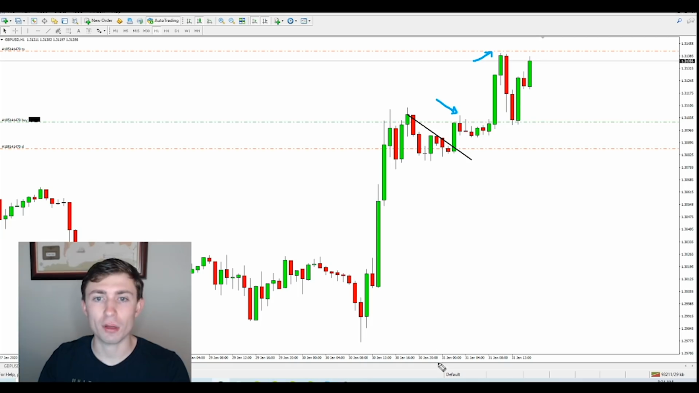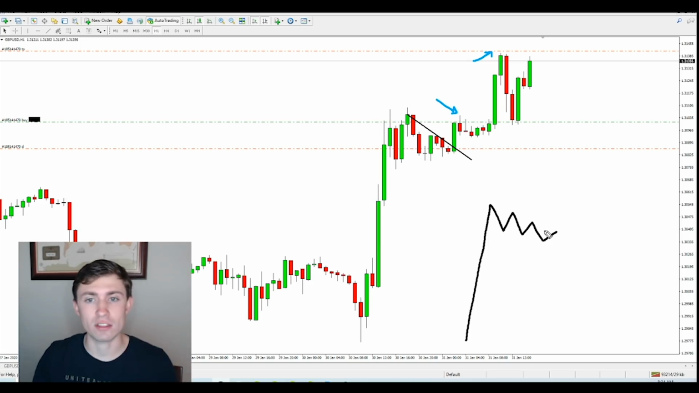So what we had here on pound dollar, we kind of had this nice rise to the upside. Then we started to trail off like this. And this resembles what you would call a bullish flag. At least that's how I saw it in my own analysis.